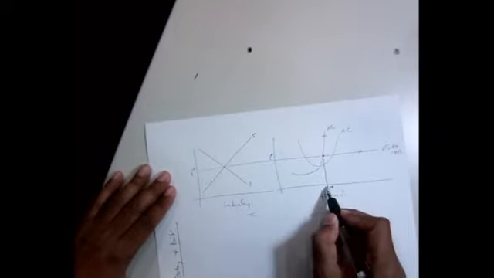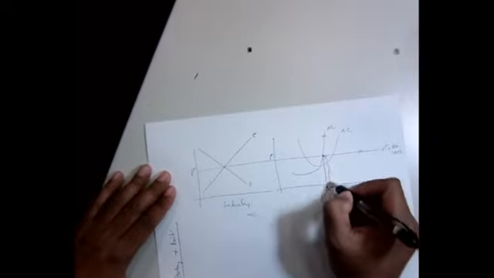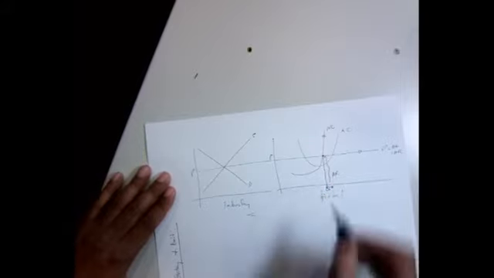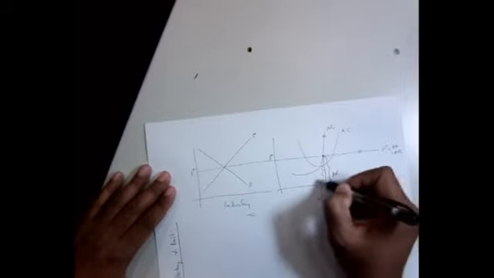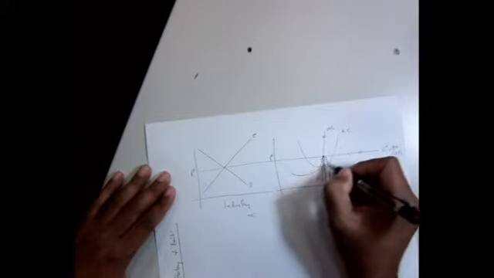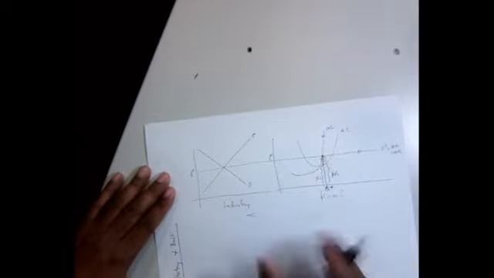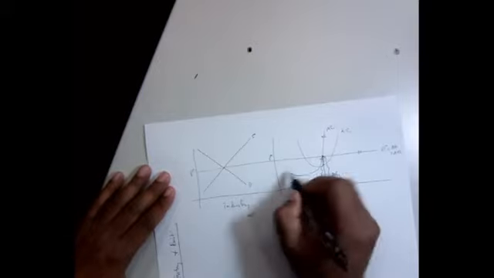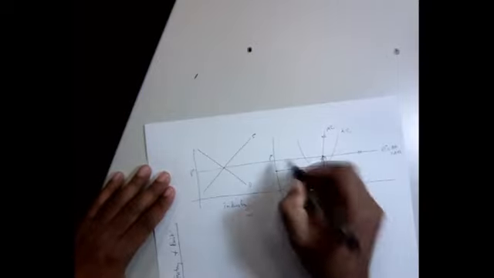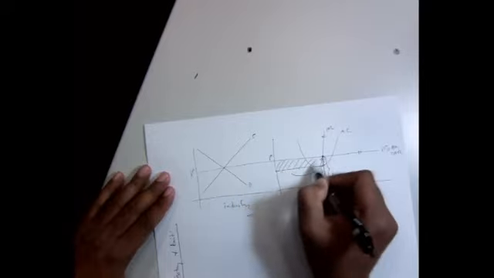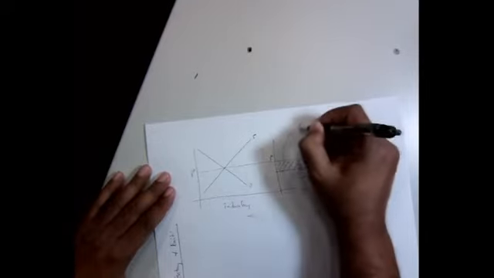At Q star, what will be my average revenue? That will be my average revenue. At Q star, what will be my average cost? That will be my average cost. So what is the difference? The difference is this line, which is my average profit. Average profit times the total output will give you the total profit, which will be the area of this rectangle, and that will be the total profit.